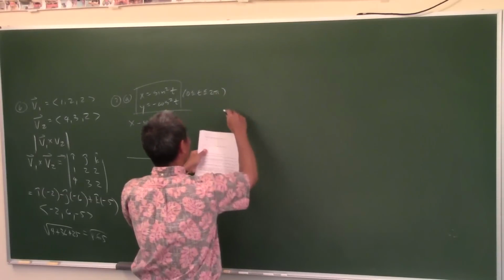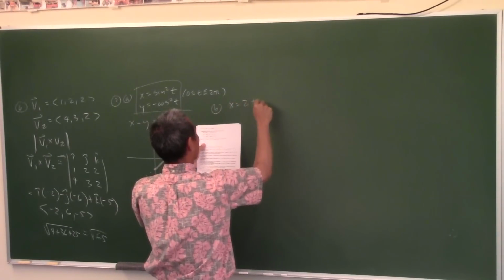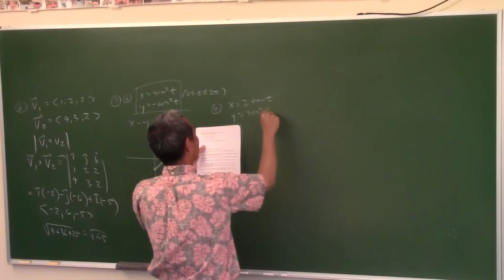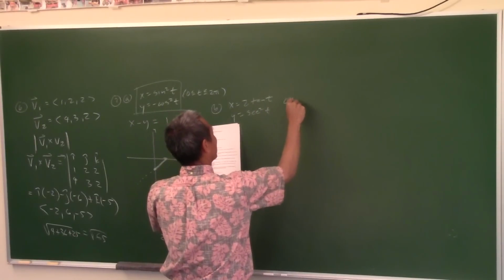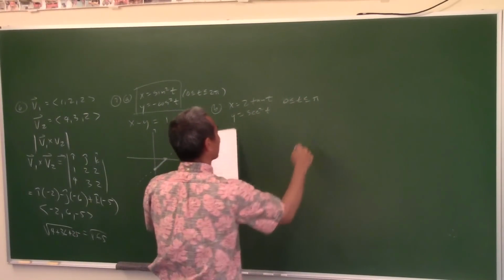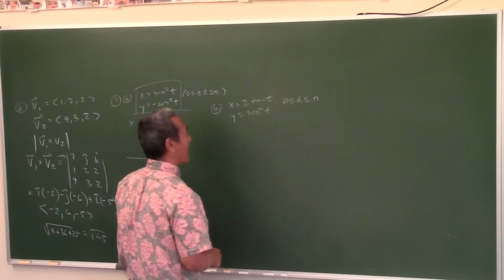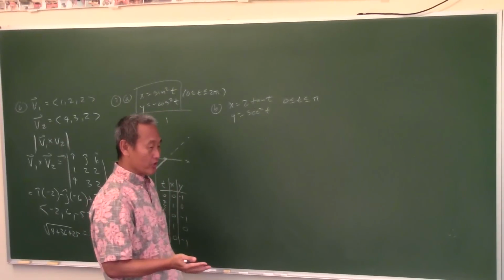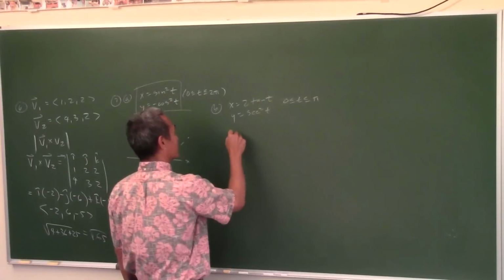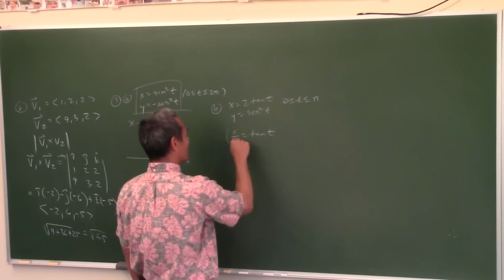B: x equals 2 tangent t, y equals secant squared t, t goes from 0 to pi. Oh, looks like we're going to have a hyperspace situation here. When you see tangent and secant, you're going to use the identity tangent squared plus 1 equals secant squared. So first equation, isolate the tangent, and then square both sides.